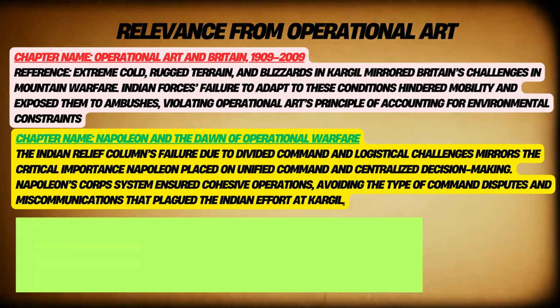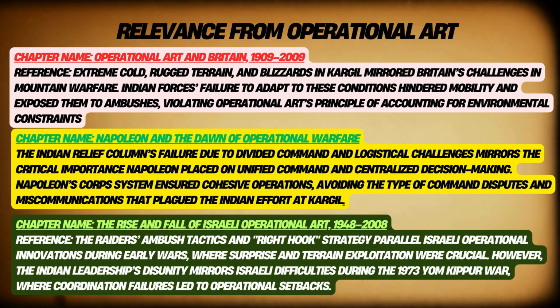Lastly, the raiders' ambush tactics and their strategic right hook closely resemble Israeli operational innovations during early wars, where surprise and terrain exploitation played decisive roles. On the other hand, Indian forces suffered from leadership disunity, much like Israel during the 1973 Yom Kippur War, where coordination failures led to operational setbacks. This highlights the importance of adaptability and cohesive leadership in countering flexible, terrain-savvy opponents.